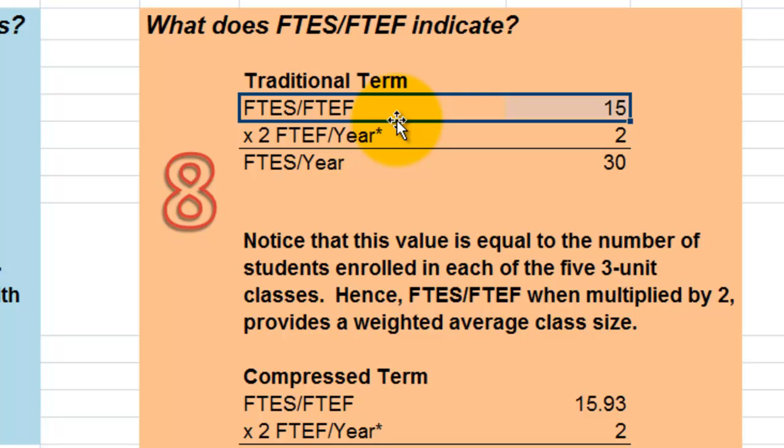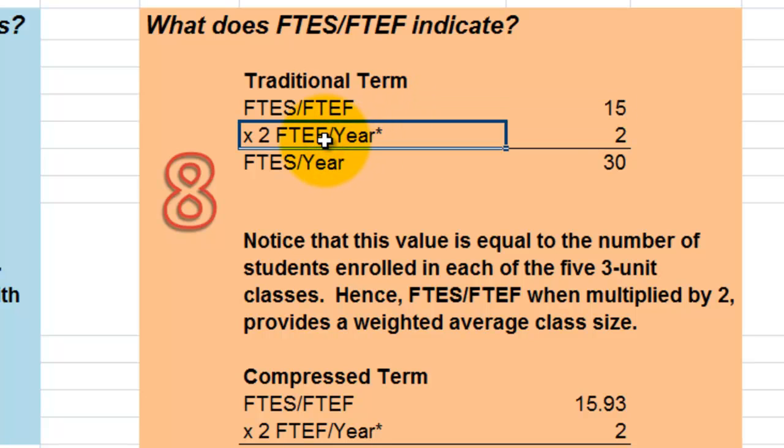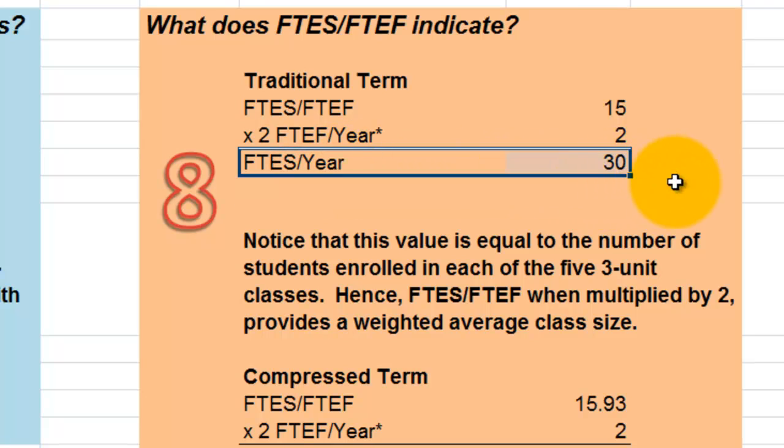And so if they do 1 FTEF in the spring and 1 FTEF in the fall, that's 2 FTEFs per year. So if we just take the 15 multiplied by 2, then this 30 gets us to the FTES per year for that faculty member. So the net result is the total full-time equivalent students taught by that person per year.